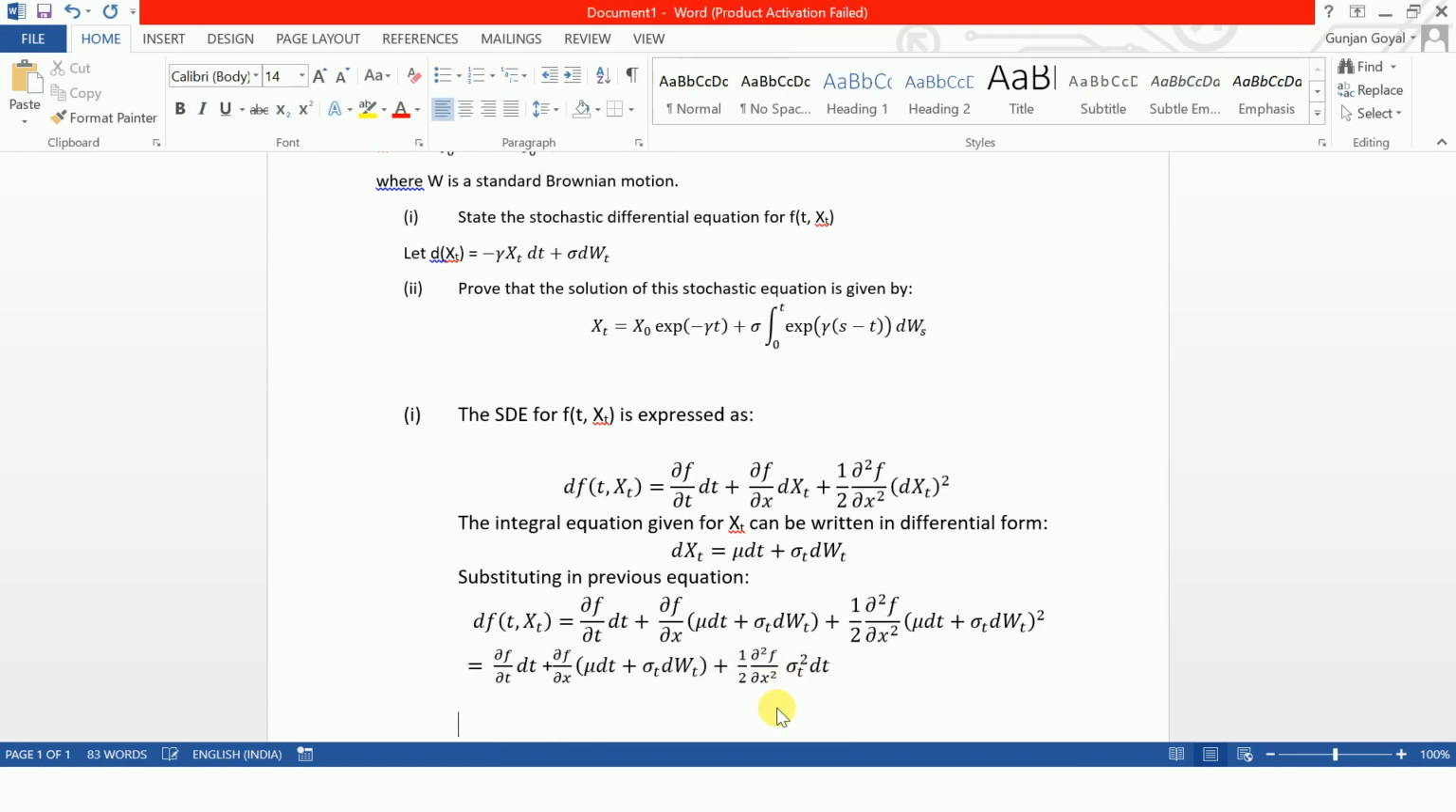Okay, so this will give me the equation, and then you can group your terms of dt and dW_t together. So your del f del t will come here with dt. Then you have plus your del f del x into mu, also copied till mu.